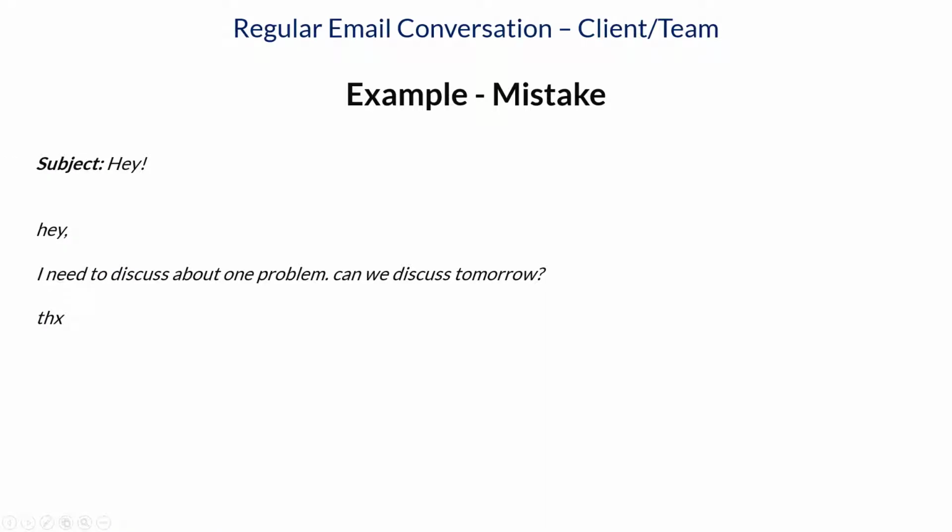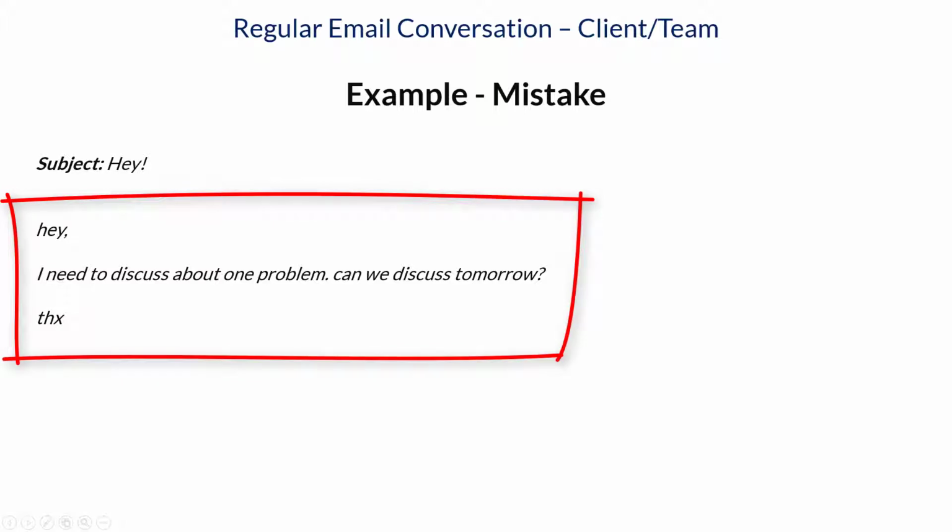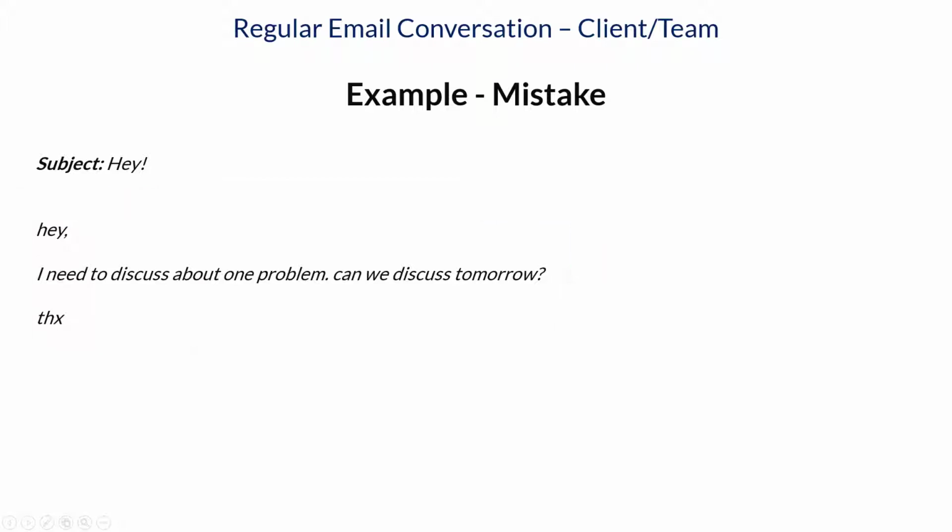On your screen you will see the example of a mistake. Here you can see the subject "hey", which doesn't have any meaning or purpose mentioned, and the content: "Hey, I need to discuss about one problem, can we discuss tomorrow? Thanks." If you are a recipient, what do you understand from this email? Nothing, right? What is the problem? What is the meeting for? What is the subject? You are clueless. If you receive this email as a recipient, you are clueless. So, this is not an effective email. This is a mistake normally people make.